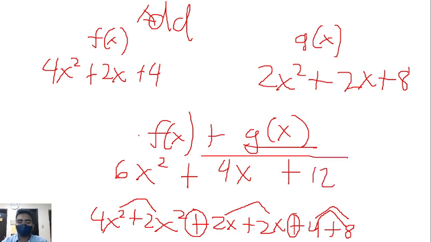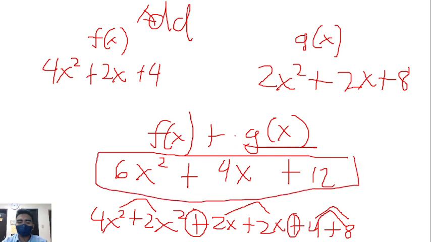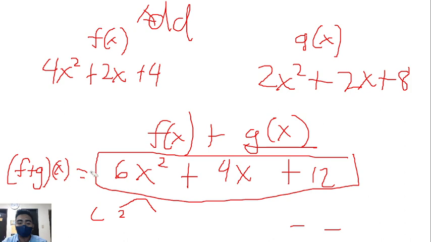Okay po. So therefore, this is our final answer, or we could say that f plus g of x is equal to 6x squared plus 4x plus 4. Okay po? This is for the addition. How about for subtraction? Let's deal with the subtraction now.